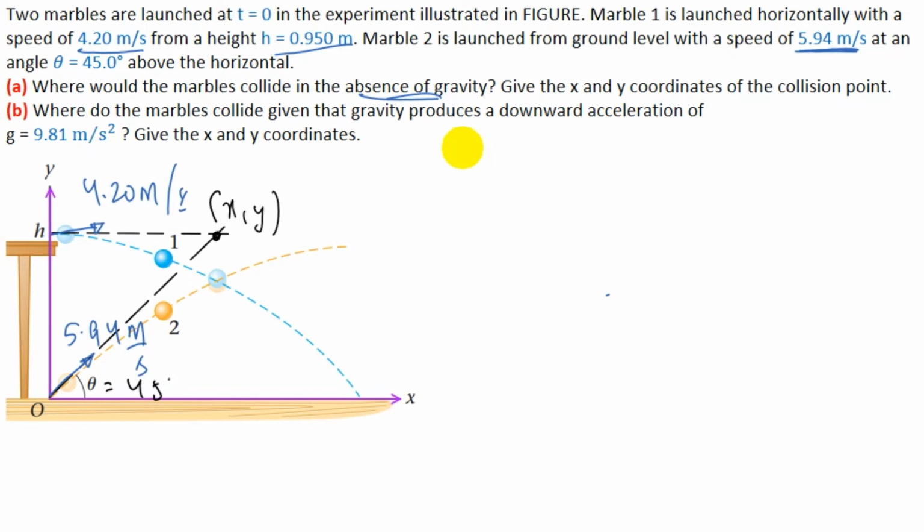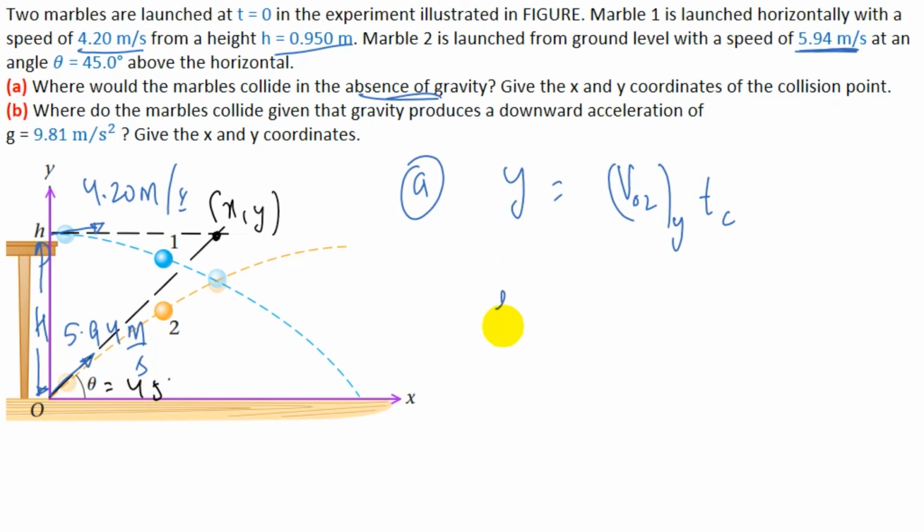Now to solve the A part, we're going to first consider the vertical motion for marble 2. So y is the initial speed, which will remain constant throughout the motion, multiplied with time, which is basically tC here, because this is the time of collision. Now think what would be the final position for marble 2 when it is going to collide. This y will be nothing but this height, because at this height they are going to collide. So we can equate h equals v naught y, which is v naught 2 sine theta, multiplied with tC. Now from here tC would be equal to h over v naught 2 sine theta.